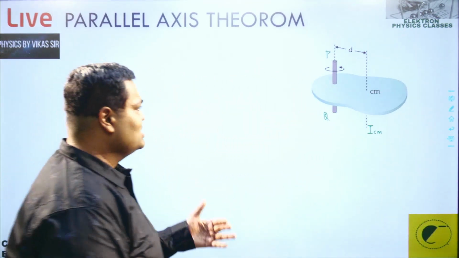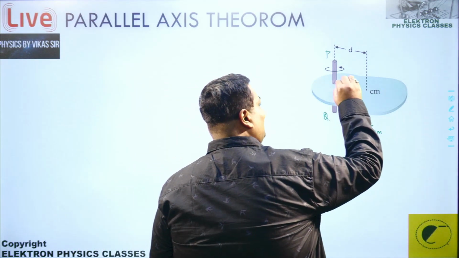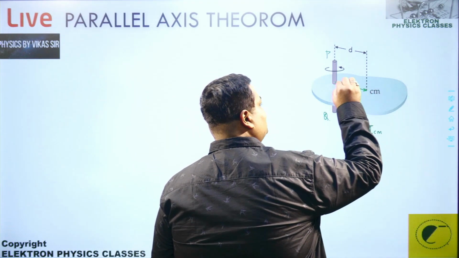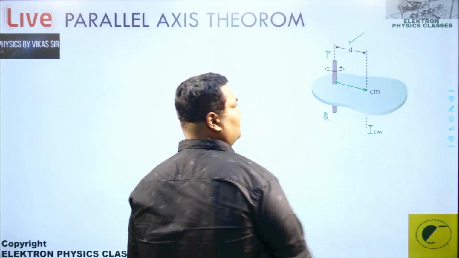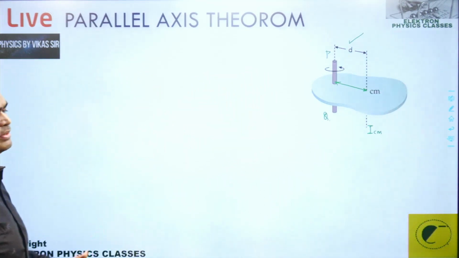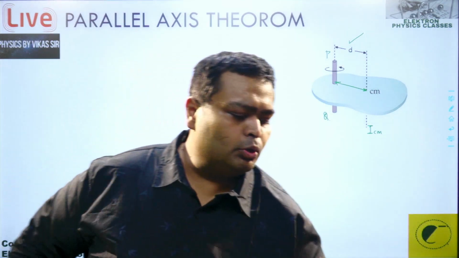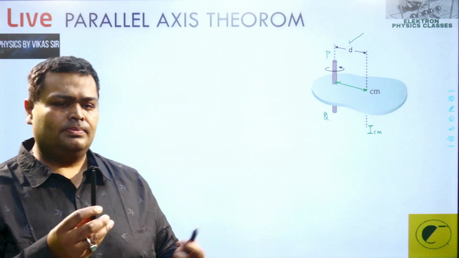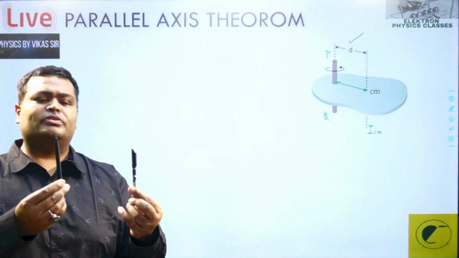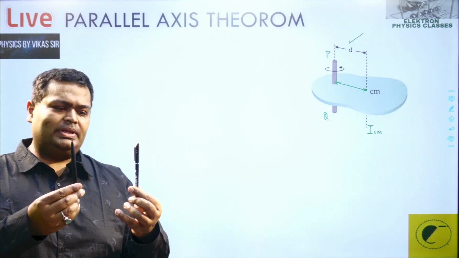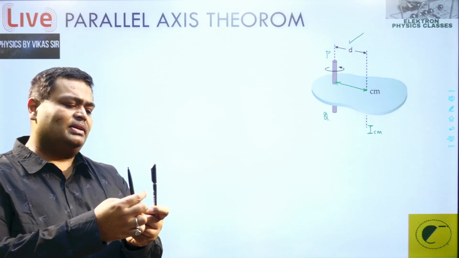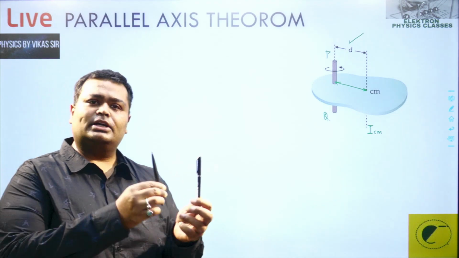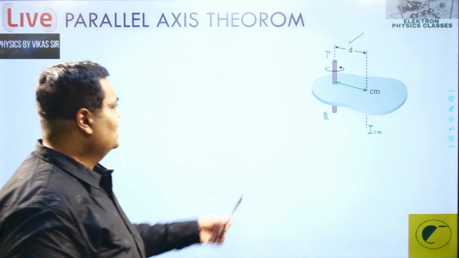And there is some distance between them. That distance is supposed to be the perpendicular distance. Let's say that perpendicular distance is given as d. That's the perpendicular distance between these two axes. So we have two axes which are like this, and there has to be some distance between them. So this is supposed to be the perpendicular distance between them. And these are two parallel axes, right? So these are the two parallel axes.